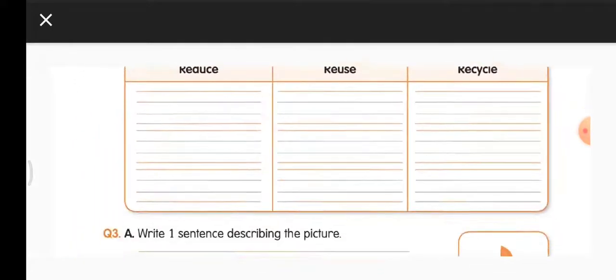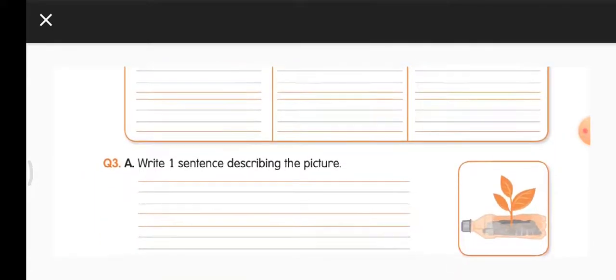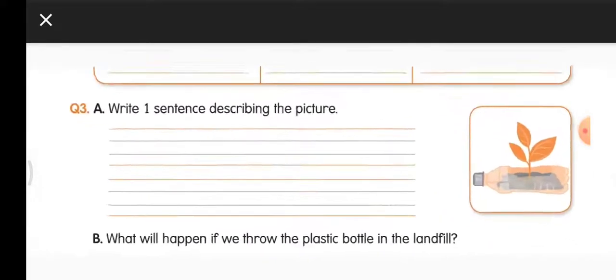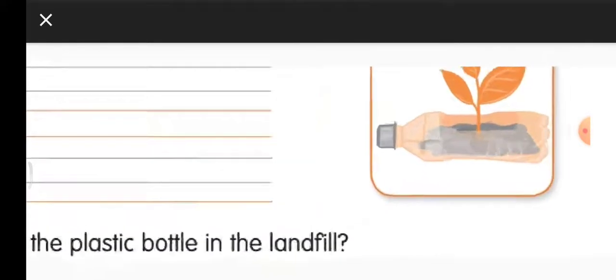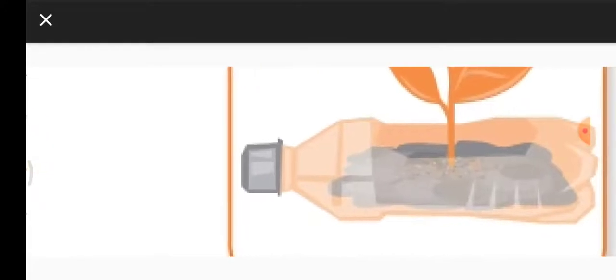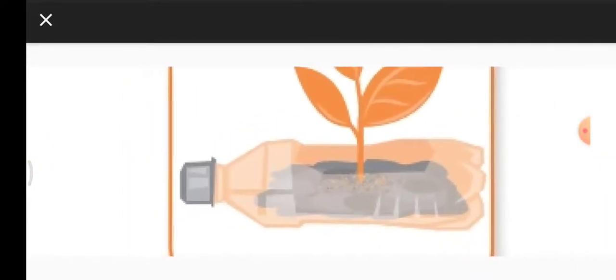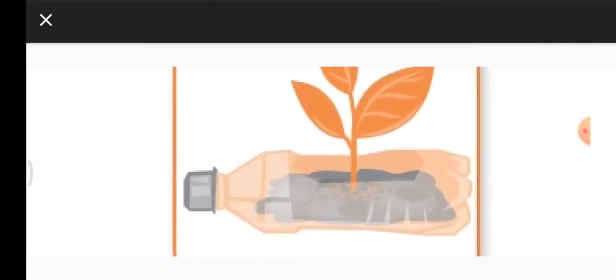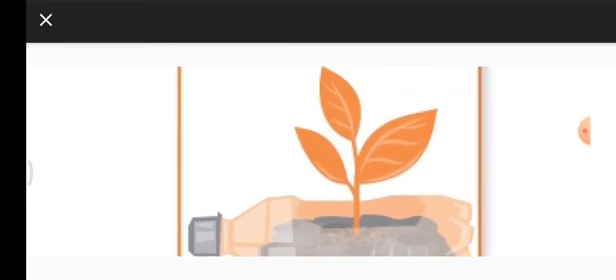Okay, question 3, write one sentence describing the picture. So look at this picture. What is happening in this picture? Okay, this is a great idea. One used old water bottle, they have cut it open and they filled it up with soil.